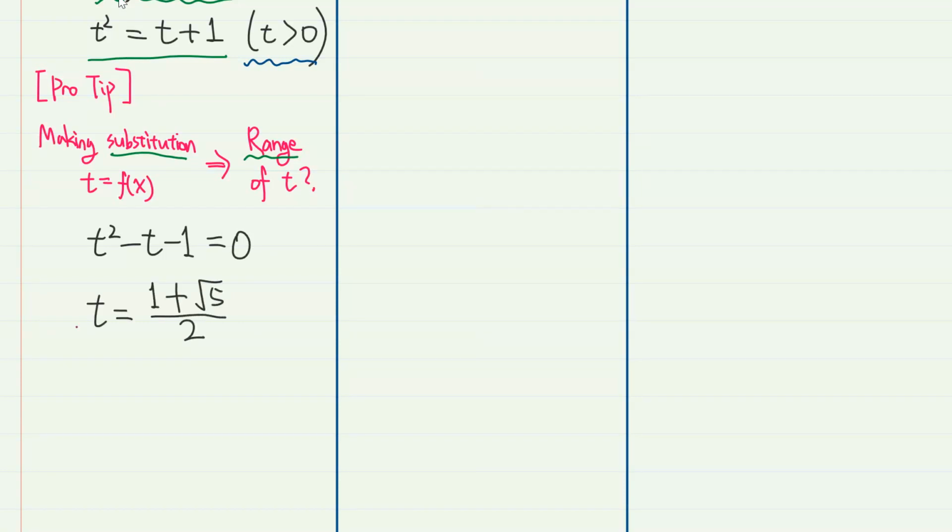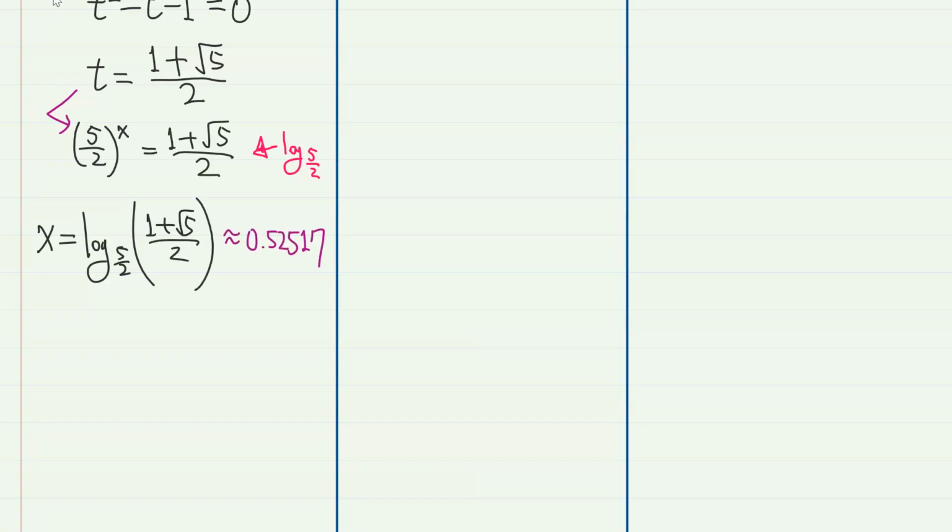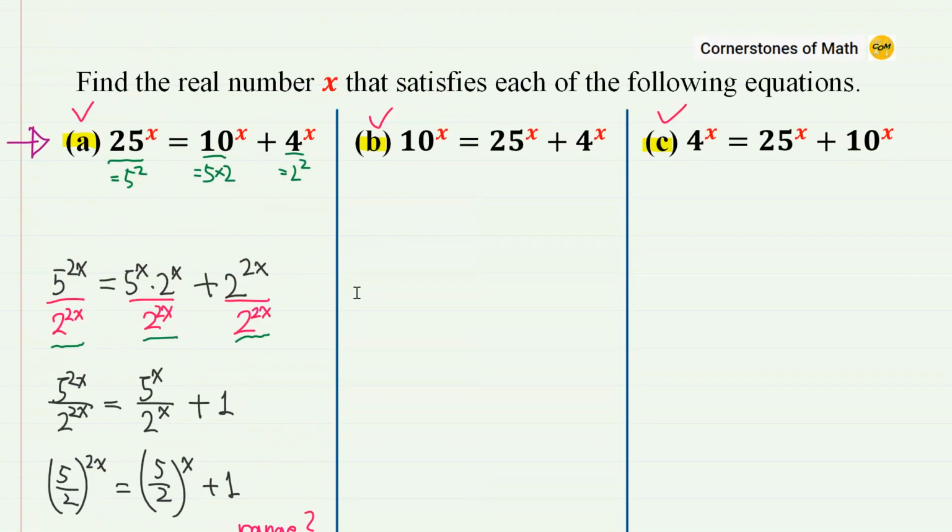Changing t back into x, we have (5/2)^x equals (1 plus square root of 5) over 2. Therefore, taking logarithm of base 5 over 2 on both sides, we have x equals log base 5/2 of (1 plus square root of 5) over 2, which is a positive number. So that was the first equation. Now, for the second equation, the process is just the same.